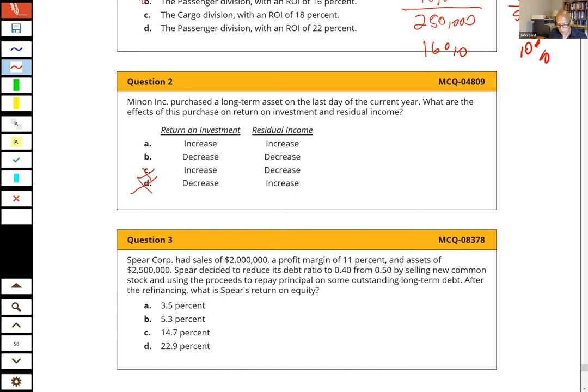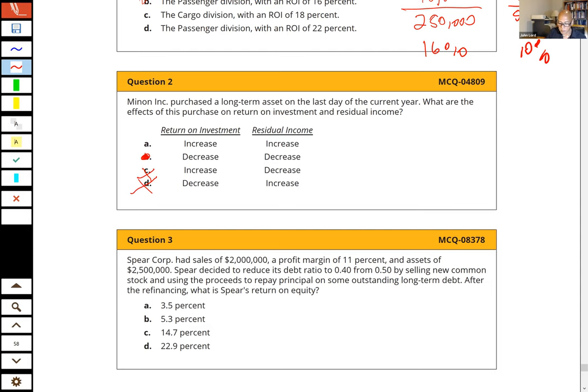Now, when I look at what's left, I'm like, well, look, if I make an investment on the last day of the year, there's not time for it to generate sufficient income. So the base that I'm using to calculate my hurdle rate has gone up. Meanwhile, my income level hasn't had a chance to reflect that. And so it's going to do what? It's going to decrease both the return on my investment, because my base has increased, and thus my residual income, because there'll be no increase in income. There won't be time for the increase in income to be reflected.